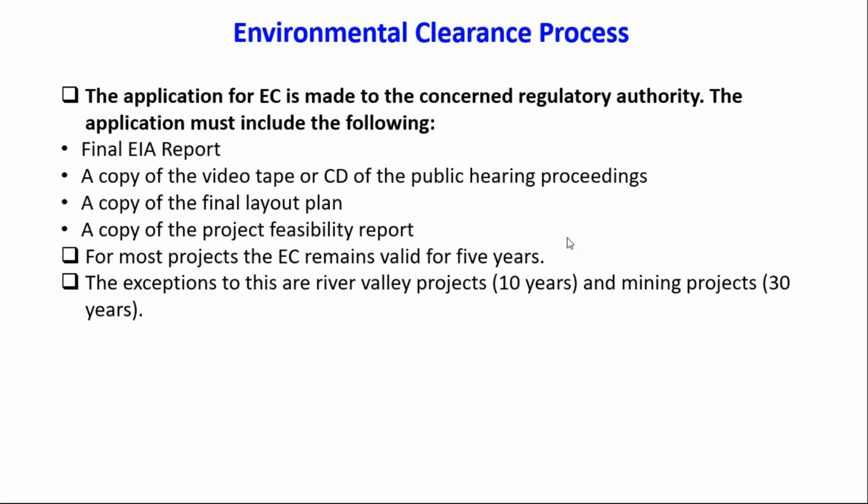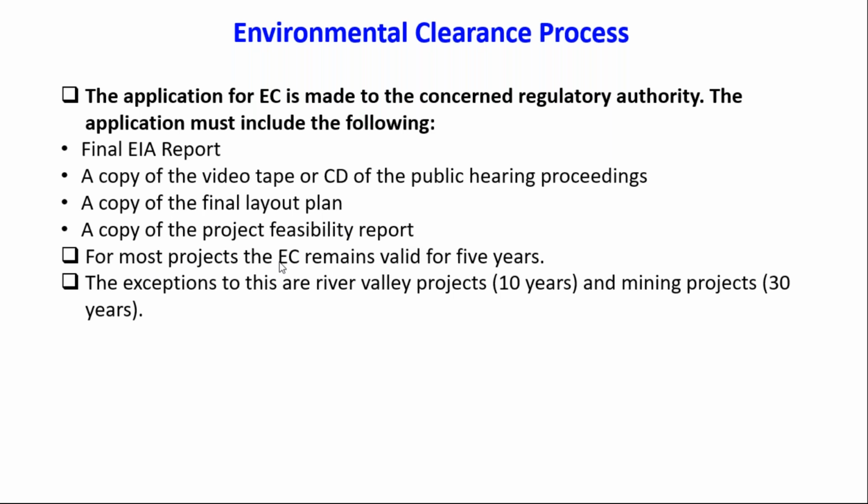This environmental clearance process contains the application for the EC made to the concerned regulatory authority. The application must include the following: the final EIA report, a copy of the videotape or CD of the public hearing proceedings, so everything is recorded, a copy of the final layout plan, and a copy of the project feasibility report.